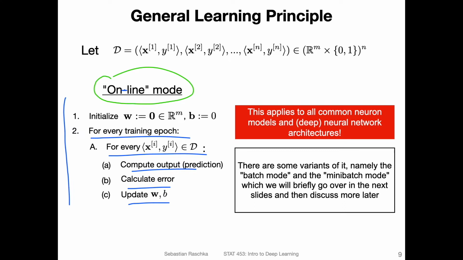And there are then some variants of that. One is called the batch mode, and one is the mini-batch mode, which are essentially modifications of that. And they have also certain advantages, which we will go over in the next couple of slides. So this is one way you can utilize your data, but there are two other ways. One is called the batch mode, and the other one is called the mini-batch mode. Just a little spoiler here: in deep learning, the mini-batch mode is the most common one, and I will also mention briefly later why that is.